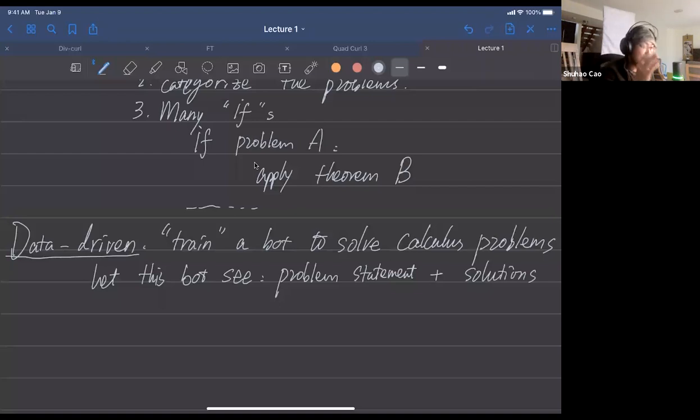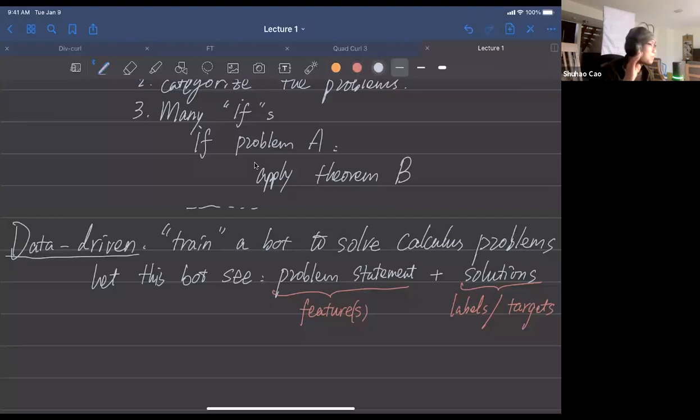So this is machine learning, okay? The problem statement is called features, or we can generate features from the problem statement. And the solutions are called labels or targets. So we hope that if we let this bot see enough problems and answers, then it can come up with solutions to calculus problems on its own.